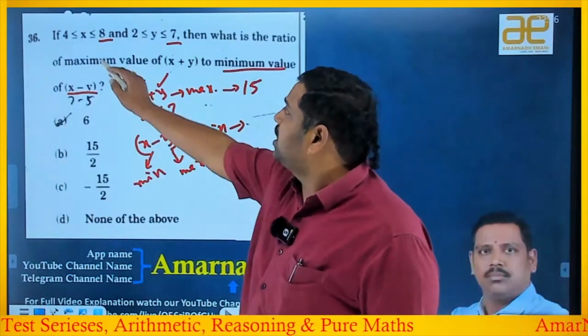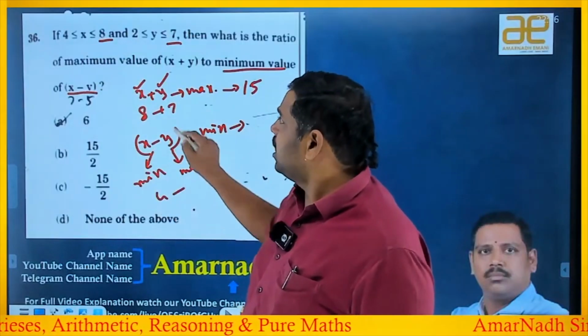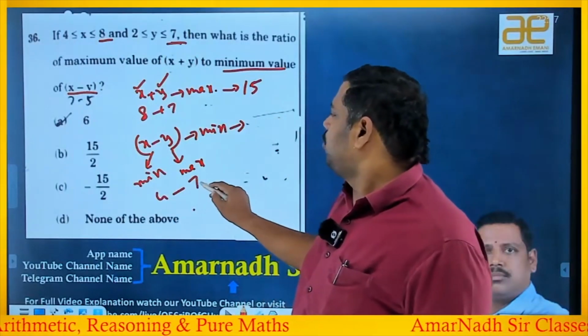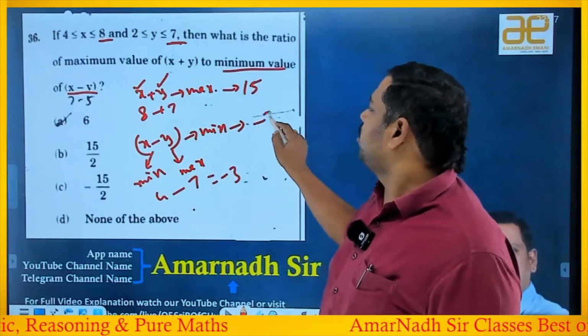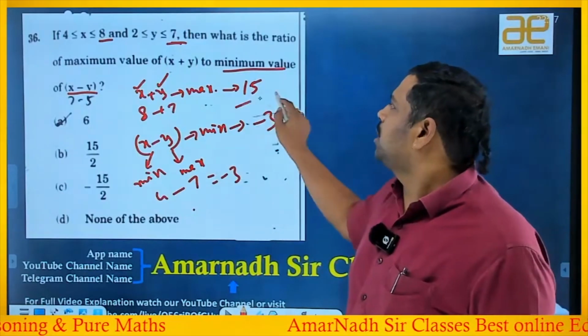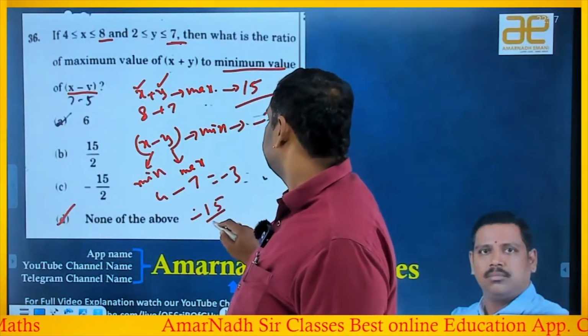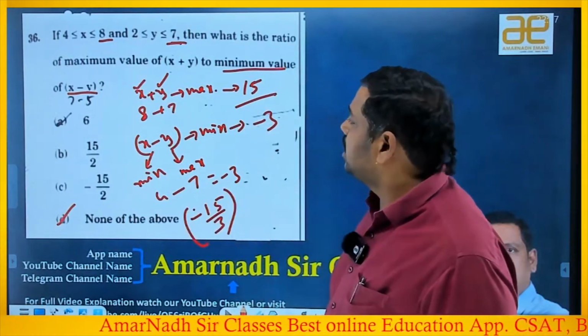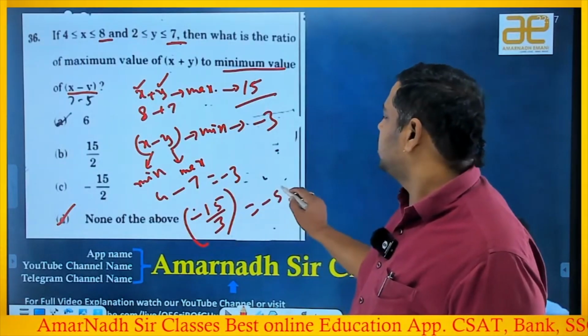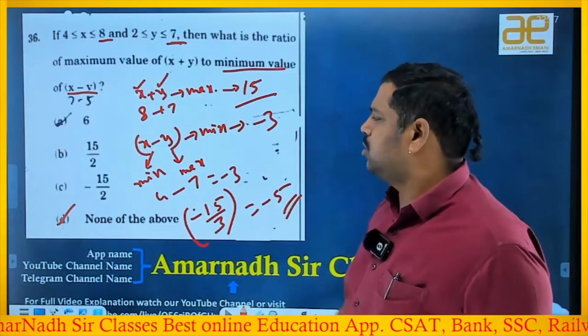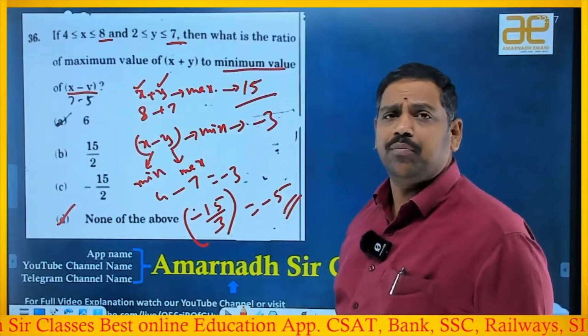So the minimum value of x is 4 and the maximum value of y is 7. 4 minus 7 is minus 3. That is the minimum value of x minus y. He's asking about the ratio between these two. So the answer is minus 15 by 3. That is nothing but minus 5. What's the answer? Minus 5. That is not there, so the answer is none of these. None of the above. Right.